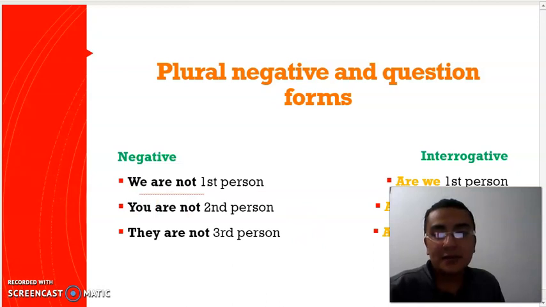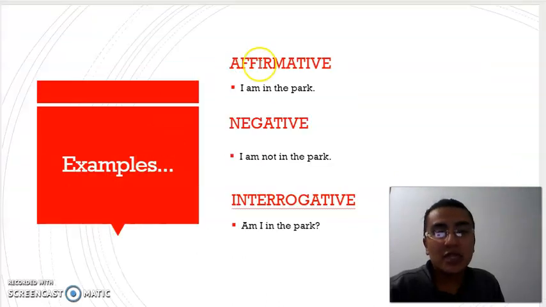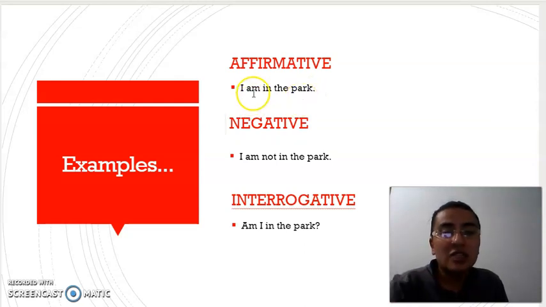Right? Now, we're gonna be checking some examples. So for the affirmative, we say I am in the park. So that is an expression to tell somebody that I am actually at a certain place. This translates yo estoy, as we were seeing in the translation, yo estoy en el parque. In the negative form, which is right here, I'm saying I am not in the park. Yo no estoy en el parque. And the interrogative form would be, am I in the park? ¿Yo estoy en el parque? Alright, that is the example.